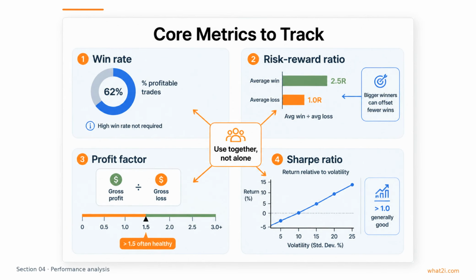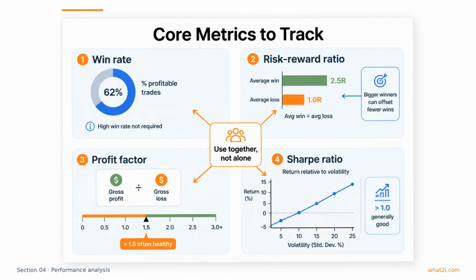Several core metrics give structure to performance analysis. Win rate tells you what percentage of trades were profitable, but on its own, it says very little about overall quality. Risk-reward ratio compares the average win to the average loss, which helps explain whether a modest win rate can still produce profits. Profit factor measures gross profit divided by gross loss, giving a broad sense of whether the edge is positive. Sharpe ratio adds another layer by comparing return to volatility, so it speaks to how smooth or unstable those returns are. The key point is that no single metric should be used alone.